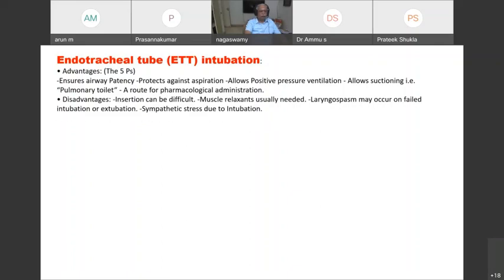How do you choose the size? What are the common sizes that are used for male, female, infant, like that? What is the common size you use for an adult male patient, average size adult male patient?